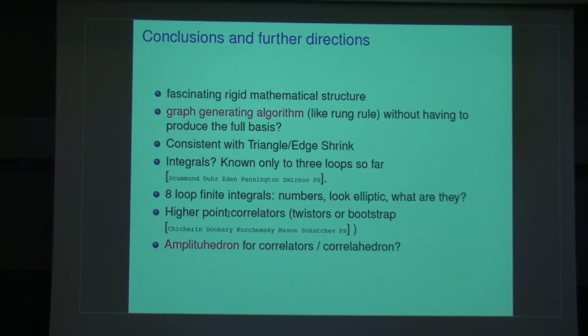This is just dreaming. I have no idea if we can get something like this, but it has to be consistent, of course, with all the procedures that we have so far. Okay, we need to find integrals. Of course, these are only known to 3 loops, so we need to look at 4 loops. There's this speculation about these guys, but that looks quite a long way away from what people can do, I think. And then you can speculate about amplituhedrons and correlahedrons and things. I'll leave it there. Thank you.